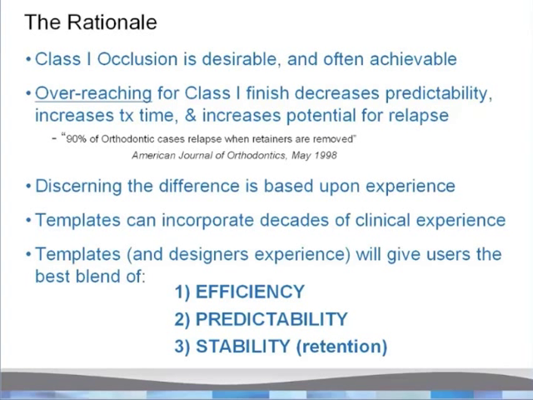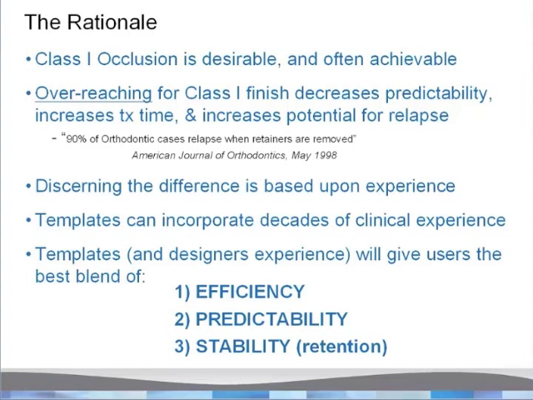And while that will be our gold standard, the reality of orthodontics, and Dr. Brandt will speak to this, is that sometimes overreaching for that Class 1 finish will significantly decrease the predictability. It increases the chair time, and it also increases the potential for relapse. What some general practitioners may not be aware of is even this quote from the American Journal of Orthodontics that says that 90% of orthodontic cases relapse when retainers are removed, and very often that's because you were overreaching for the goal.